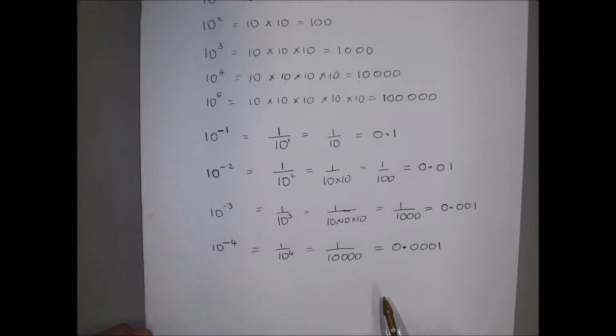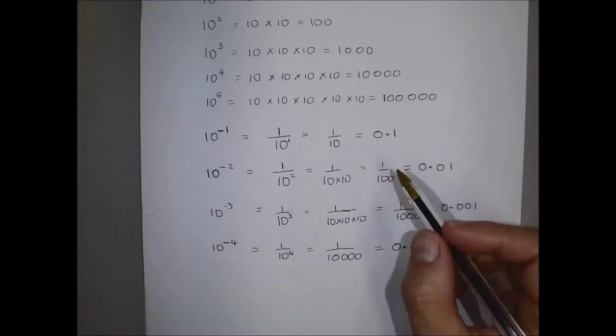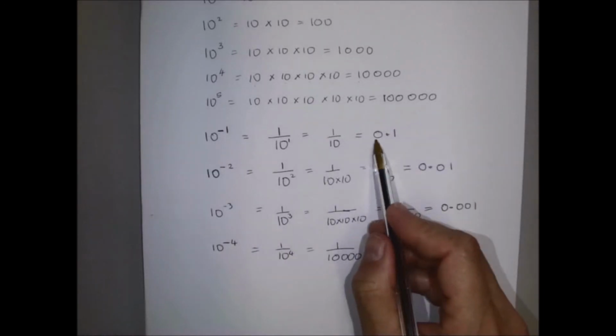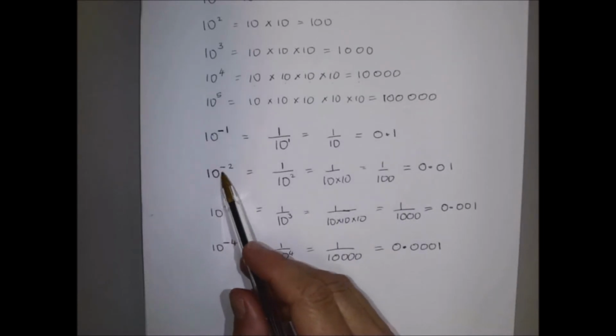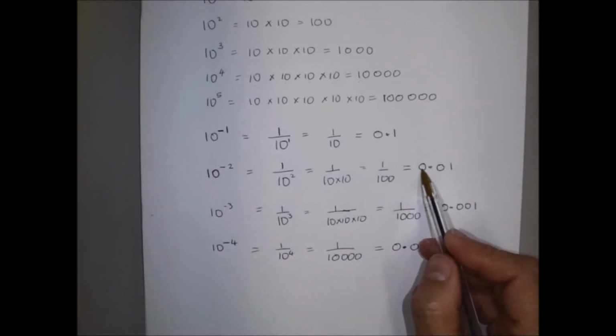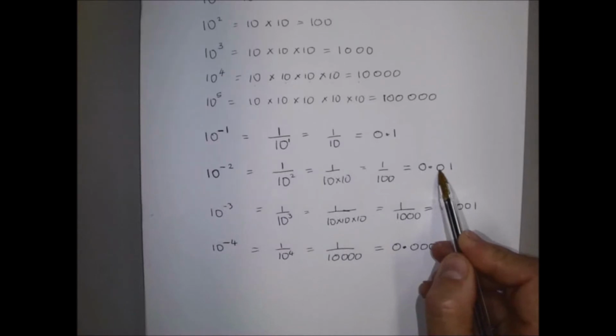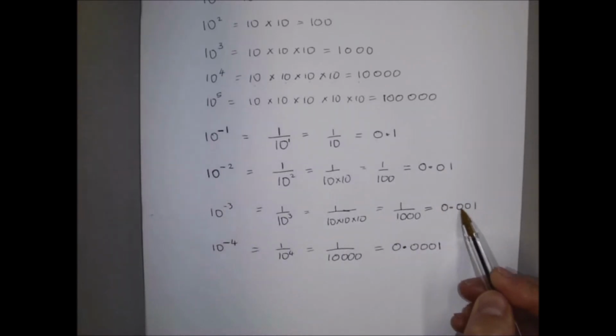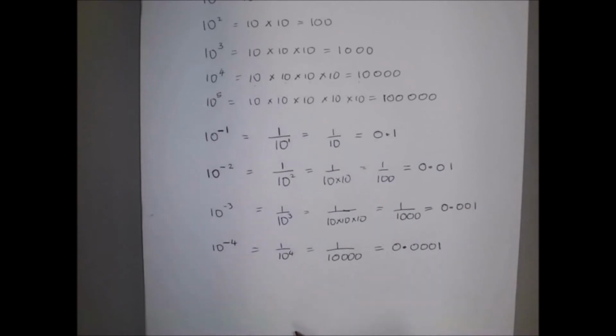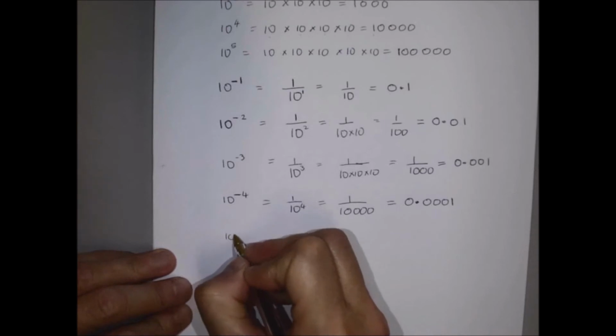So, can you see the pattern? When it's 10 to the minus 1, the only 0 is the 1 before the decimal point. When it's 10 to the minus 2, I have 2 zeros, 1 before and 1 after the decimal point. When it's 10 to the minus 3, I have 3 zeros, 1 before and 2 after the decimal point, and so on.